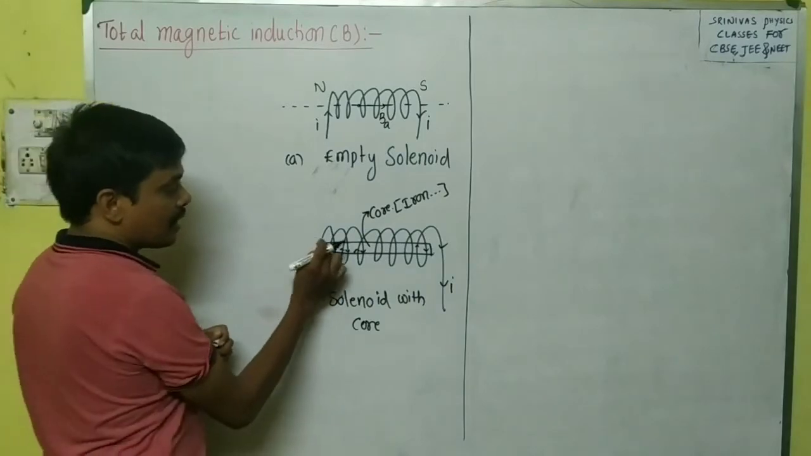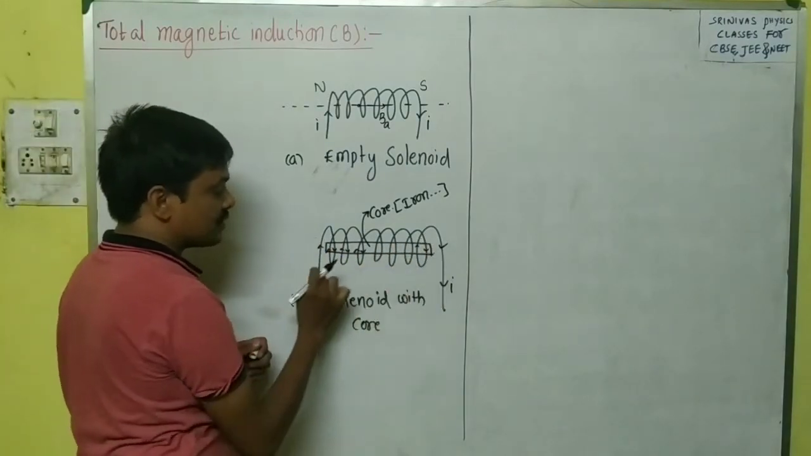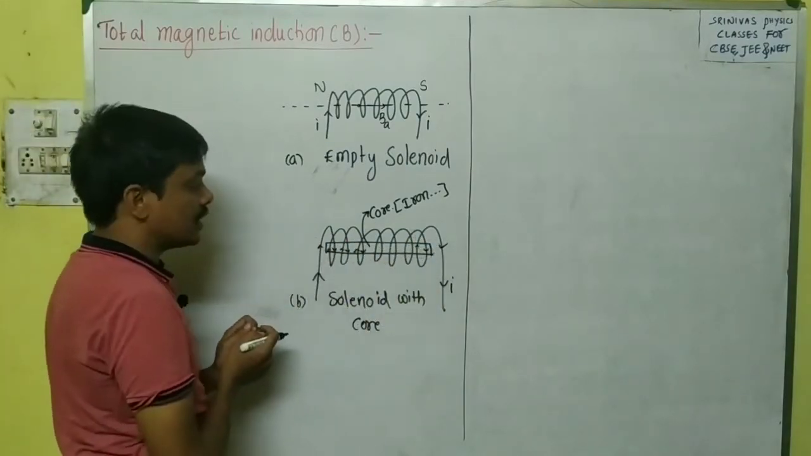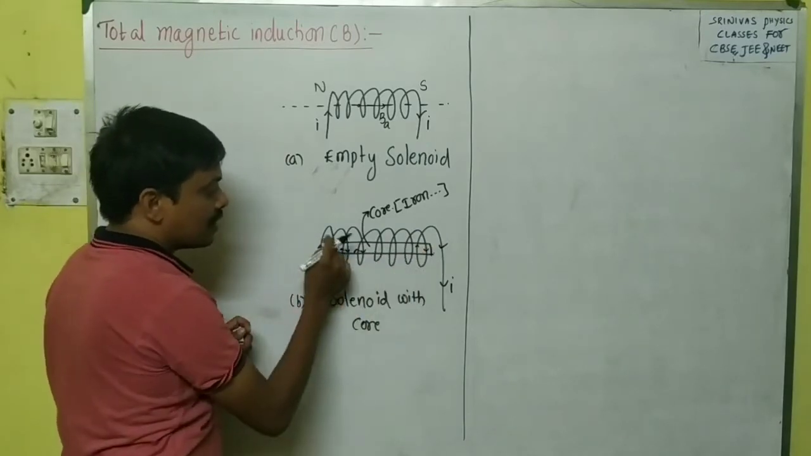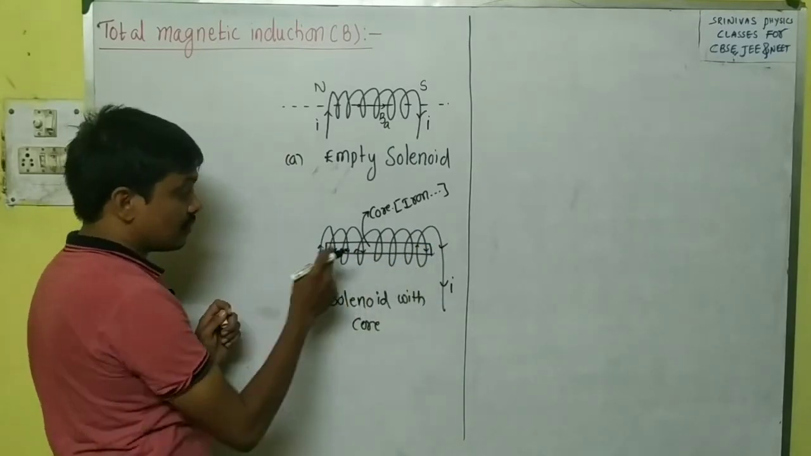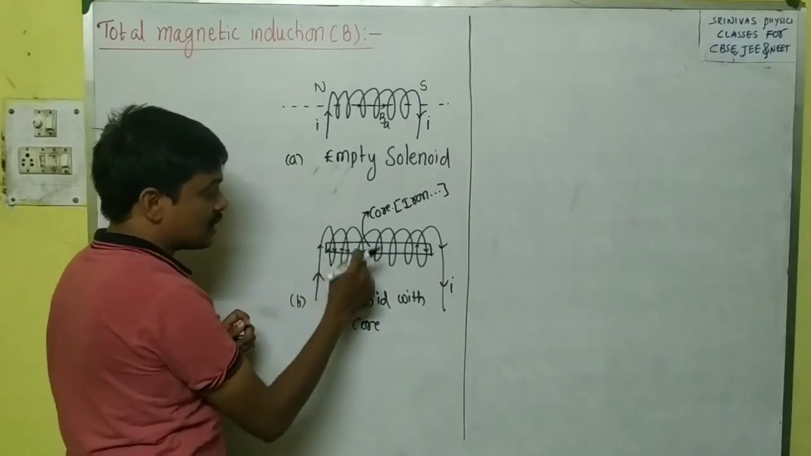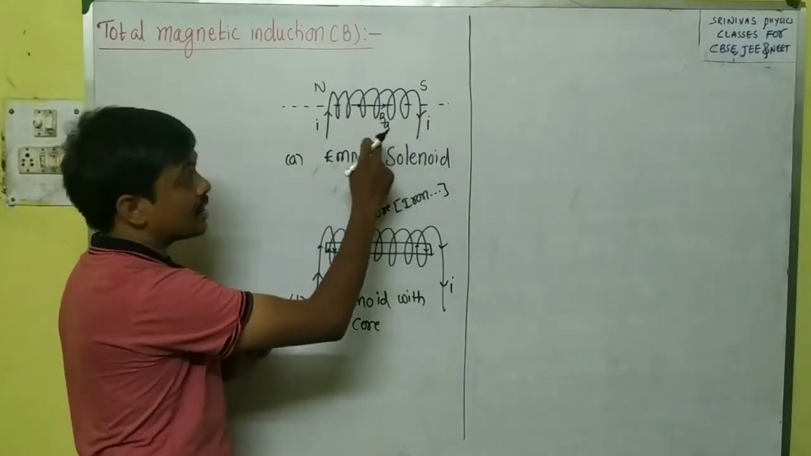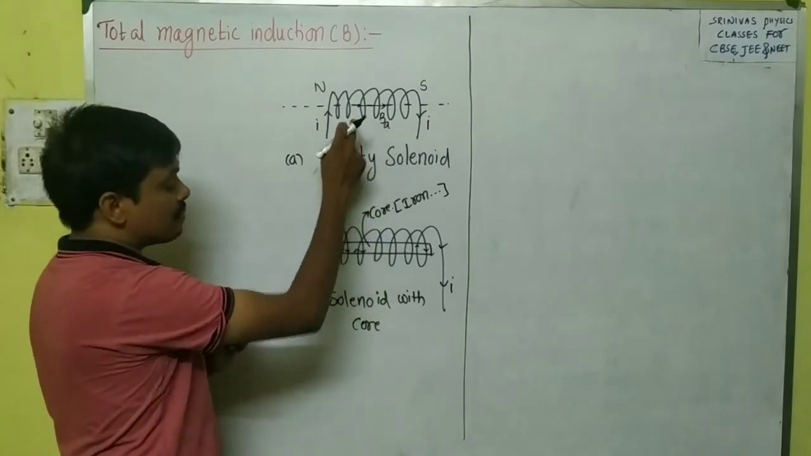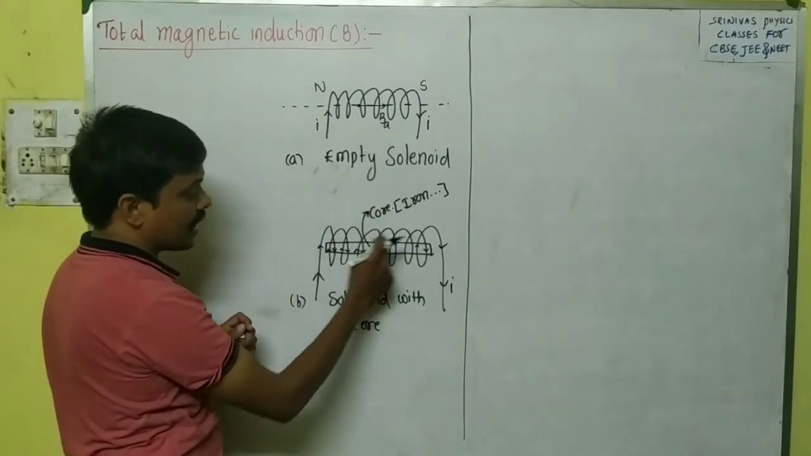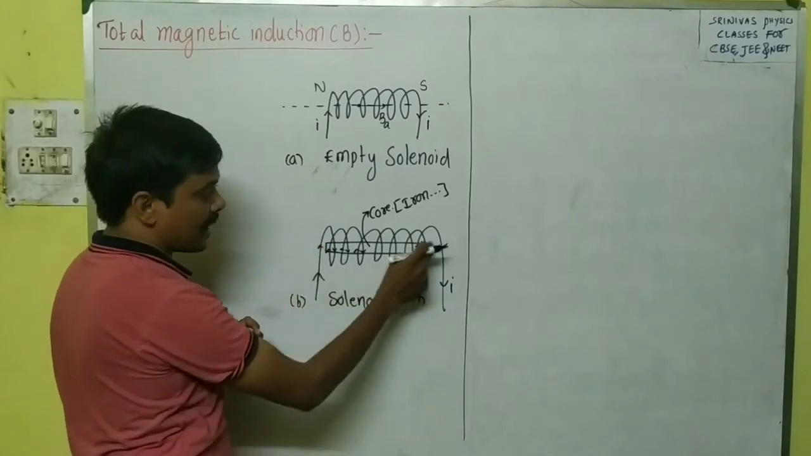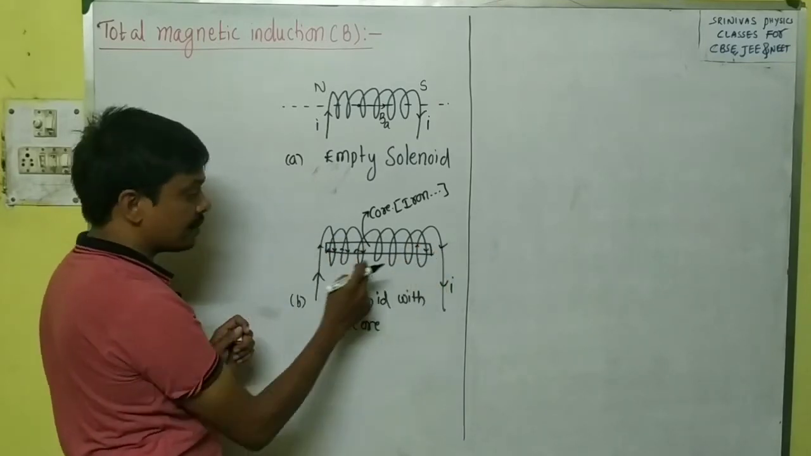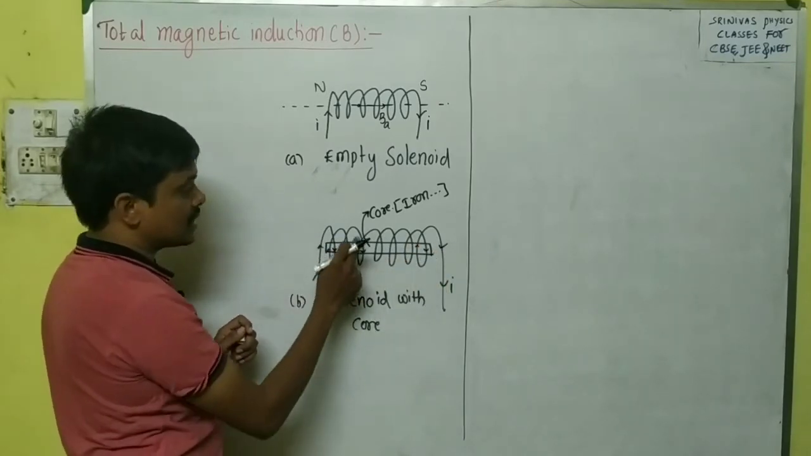When an iron or any magnetic substance is placed on the axis of the solenoid, in the external magnetic field, the solenoid applies the field, that is the applied magnetic field. When we place a magnetic substance on the axis of the solenoid, at that moment what happens?